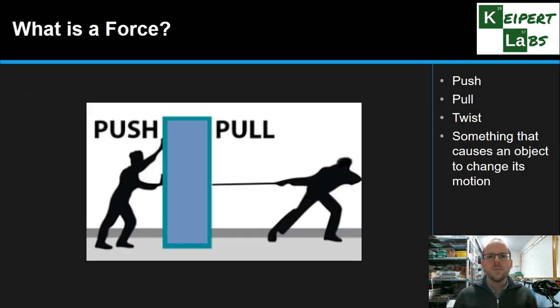So what is a force? A push or a pull or a twist, essentially. And if we want to define it a little bit more generally than that, we'd say that a force is something that causes an object to change its motion in some way, to move from side to side, to slow down, to speed up, to change direction. Anything that might achieve that is a force.